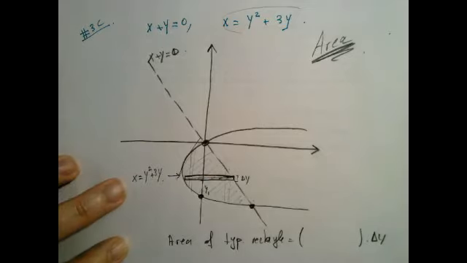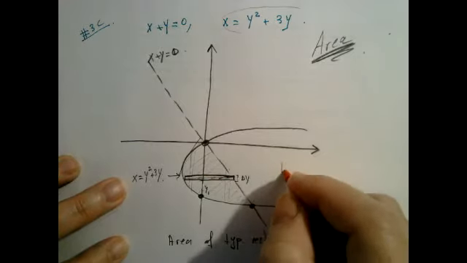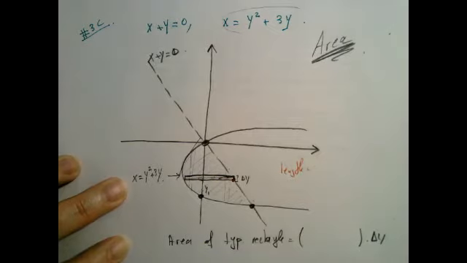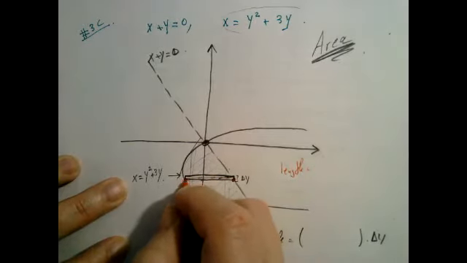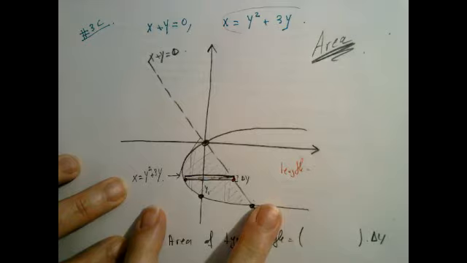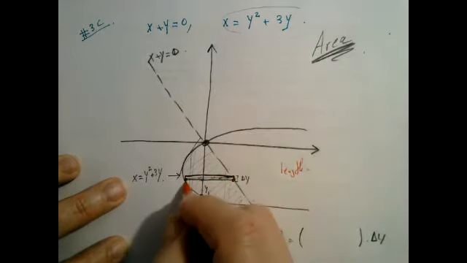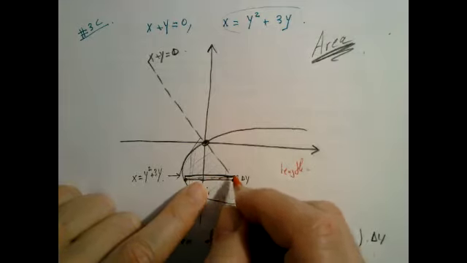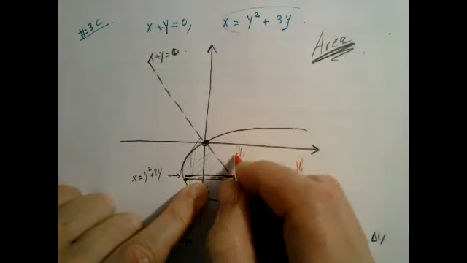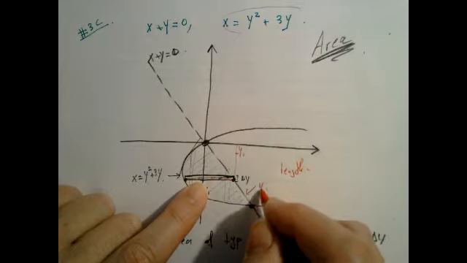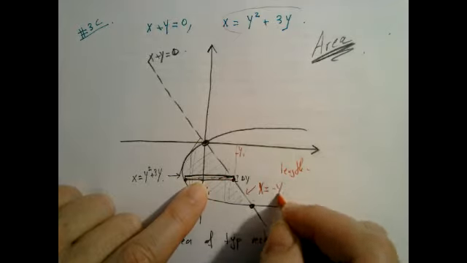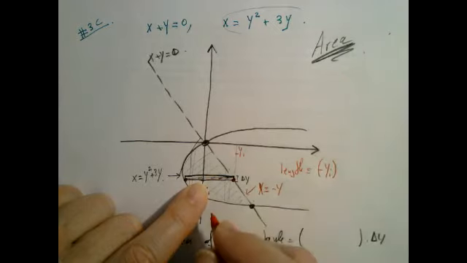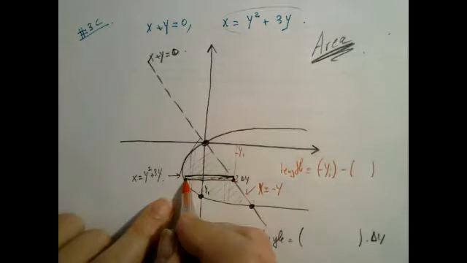Minus y squared plus 3y. The length is the x to the right minus the x to the left. That's a horizontal distance. So the x value here minus the x value here, in terms of y. So if this is yi, this point right here is minus yi, because this is the curve x equals minus y. So this is equal to minus yi, that's the right curve, minus the value of the left curve.